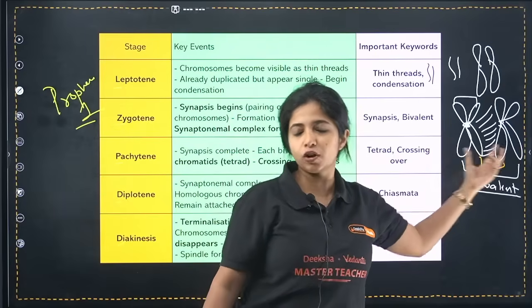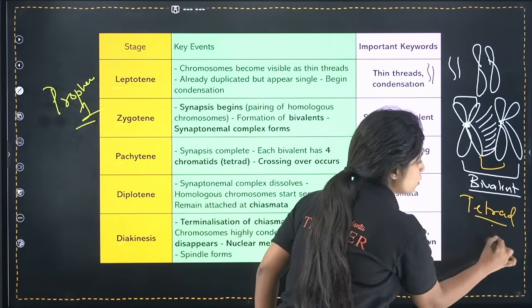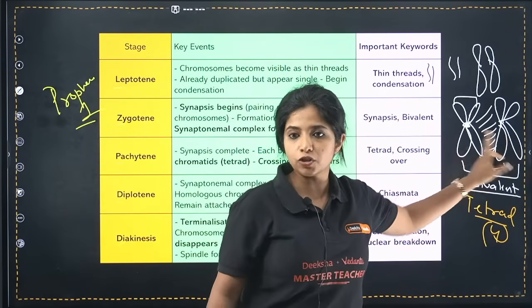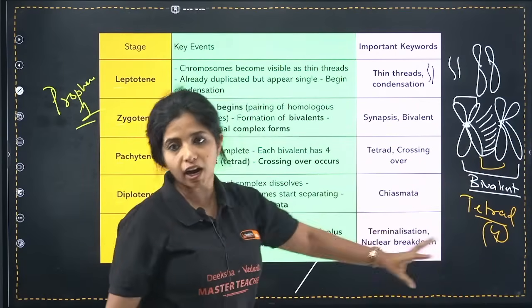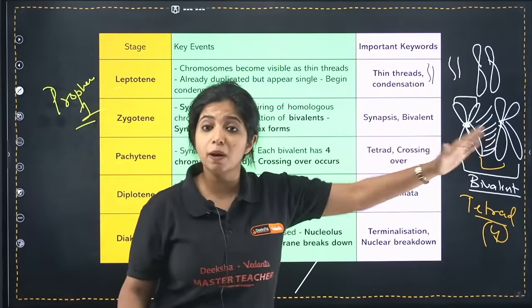How many chromatids do you have? You say it's a tetrad that is being formed, which means four of them are coming together. Only two chromosomes are there, but they have two branches or chromatids. That is why we call it a tetrad. Always remember that. So that is the feature of zygotene.